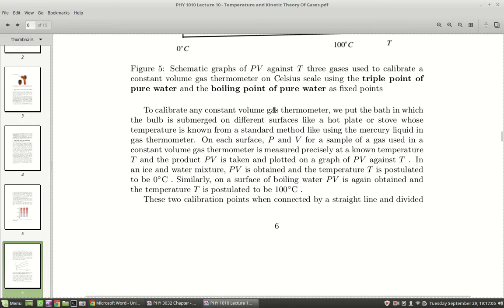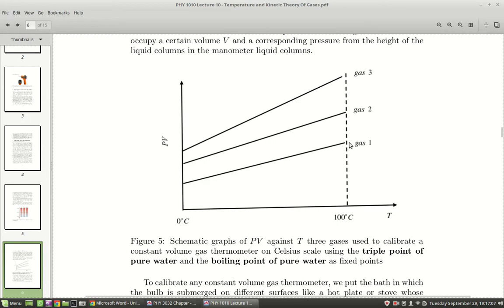The next thing we do after making those points, this particular point and that particular one, is join these points by straight lines. You can change the gas you're using. Okay, you can use a different gas. If you use a different gas, you submerge the bulb in a mix of water and ice, and also in boiling water. You are going to have different lines for different gases. Now, this is where the interesting bit happens. You get these lines, then you extend them backwards.